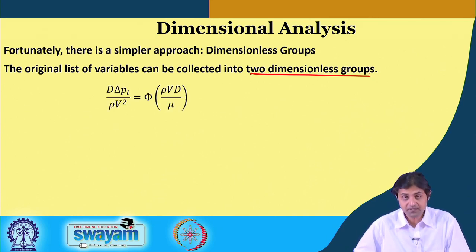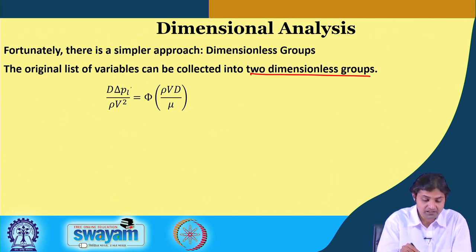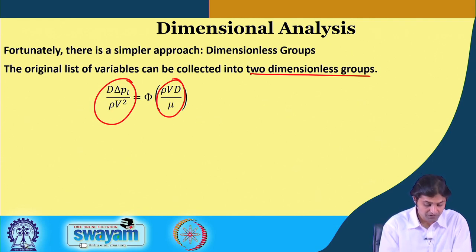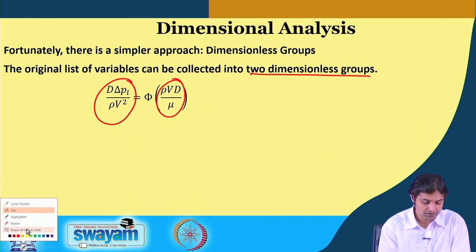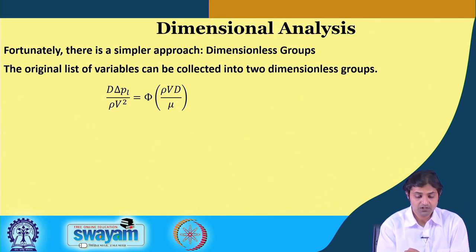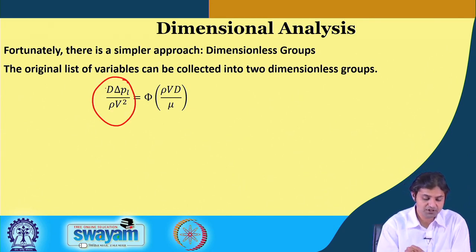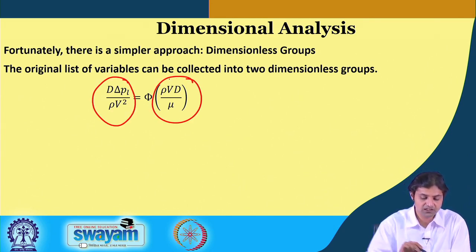So, for a pipe it has been found that this is one dimensionless group and this is the other dimensionless group. Okay. We will actually go and see how this comes using dimensional analysis, but for now, to give you a good introduction, I have just written it down. So, this comes out that this dimensionless group is a function of the other dimensionless group.